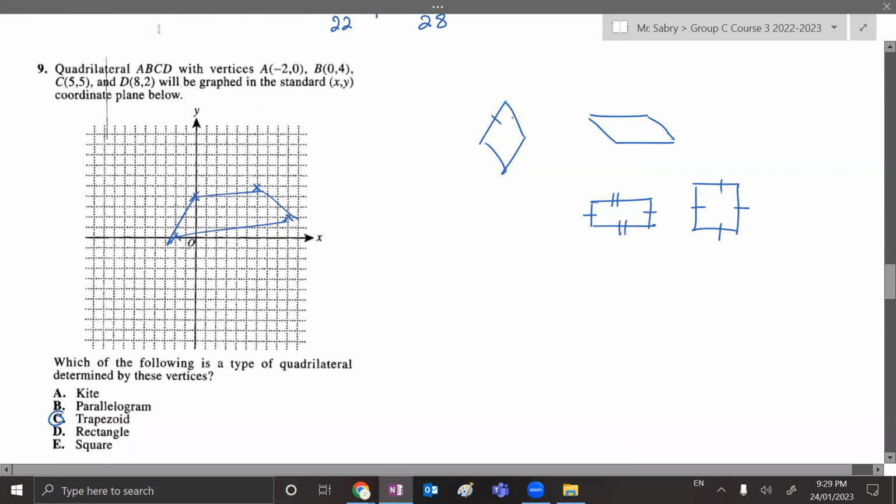Now the most important thing to recognize about the trapezoid is that there are two bases, one small and the other one big, and those two opposite sides are equal but they're not parallel to each other.